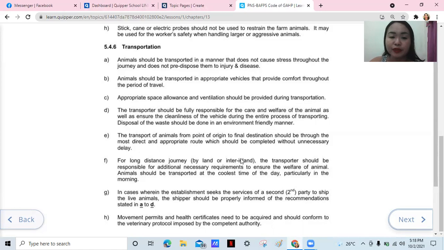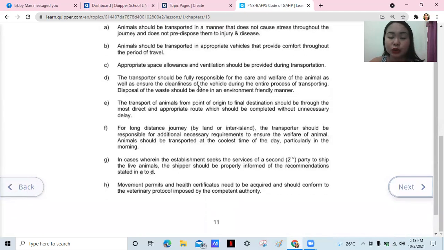So on the previous figures, you have been shown an ideal transportation environment for the livestock. So the transporter should also be fully responsible for the care and welfare of these animals, as well as ensure the cleanliness of the vehicle during the entire process ng transporting. The more if it is like for longer na travel, no? Disposal of waste should also be done in an environment friendly manner, hindi kahit saan lang, no?